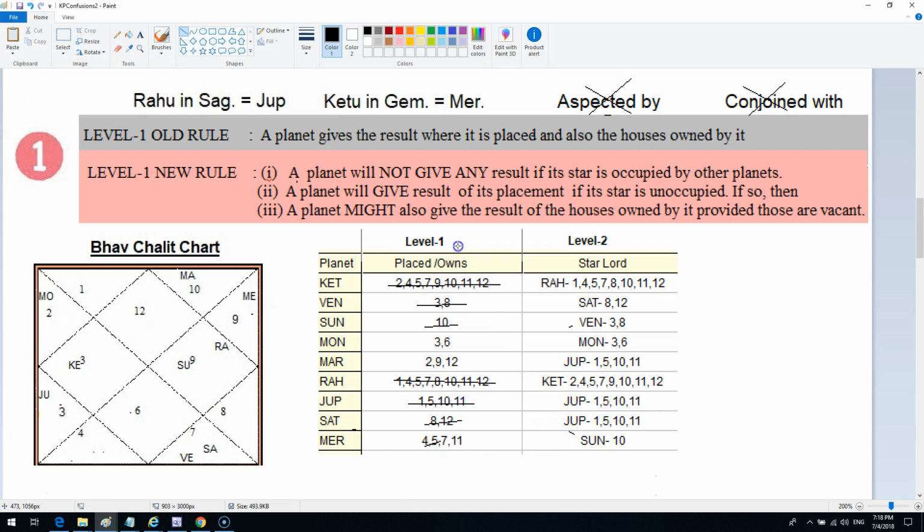So at level 1, the usual approach, the old method, had so much significance for any given planet, but following the new approach, we see that there is a considerable reduction in the number of significations that a planet represents. So that was the new Supremo rule at level 1. Now let's talk about level 2.